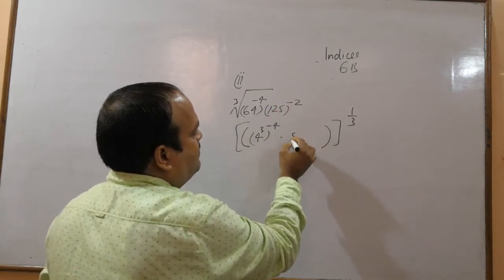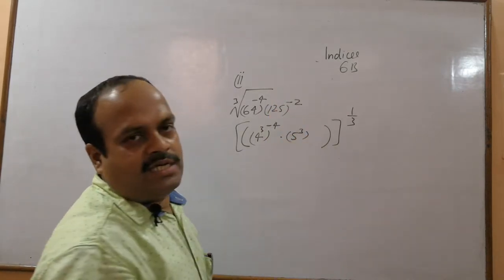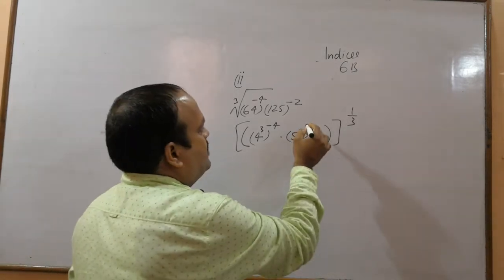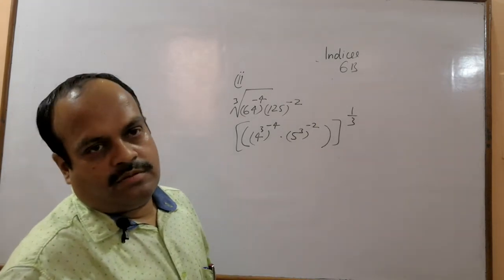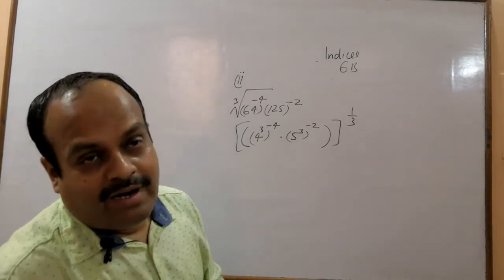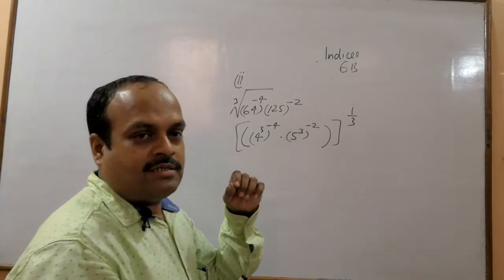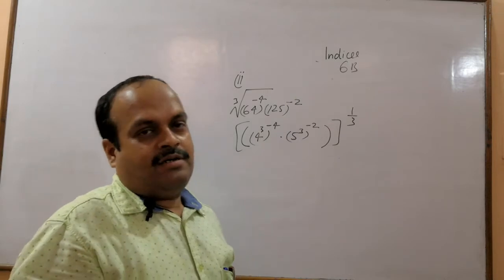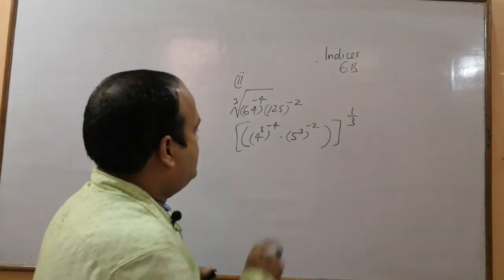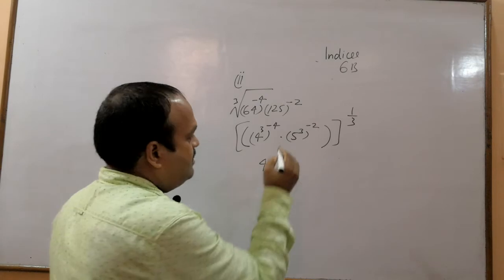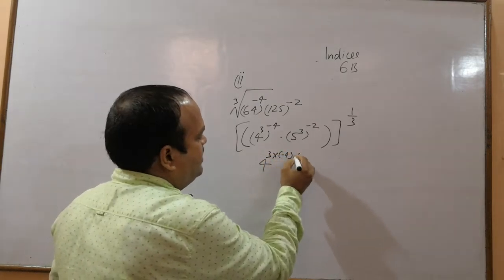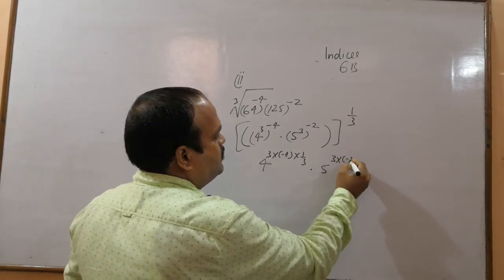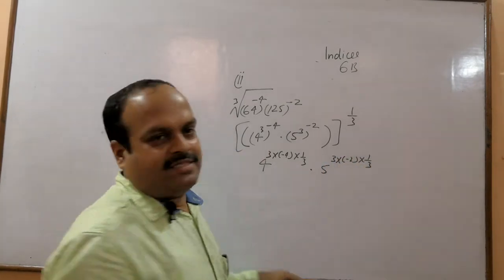This one you can write as 5 to the power 3, because 125 is 5 into 5 into 5, to the power minus 2. So we can apply the power law now over this product. Power law says that if we have powers to the power, all the powers should be multiplied. So we get here 4 to the power 3 into minus 4 into 1 by 3. Then 5 to the power 3 into minus 2 into 1 by 3.